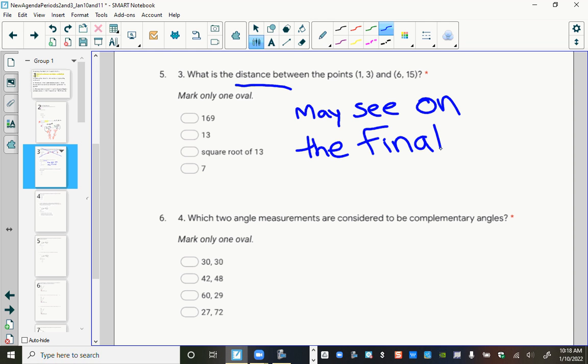The next one, on the other hand, complementary angles. Who can tell us what complementary angles are? They have to add up to 90.